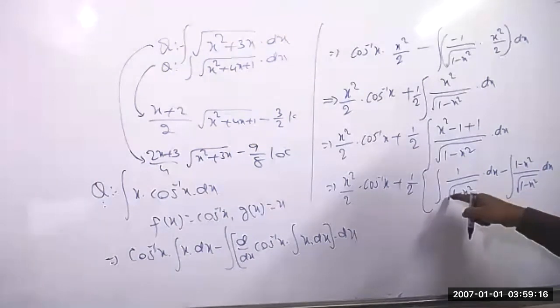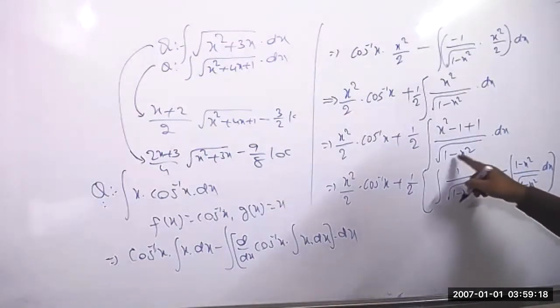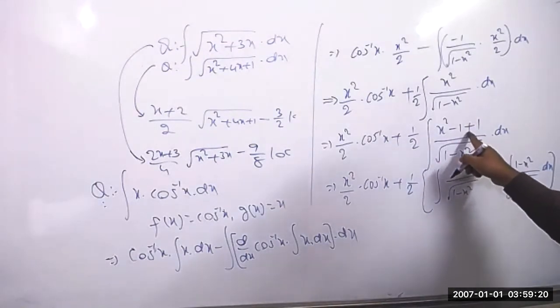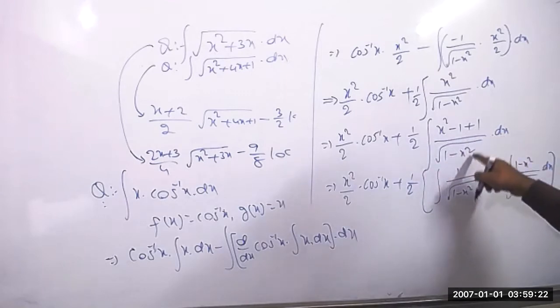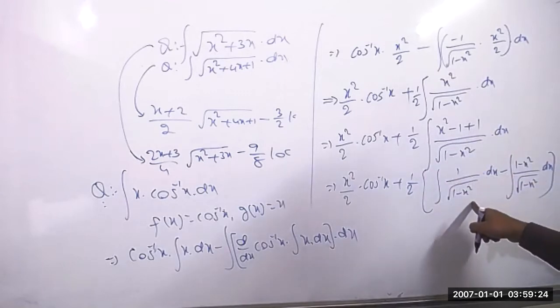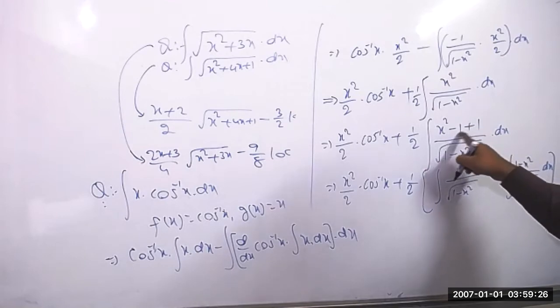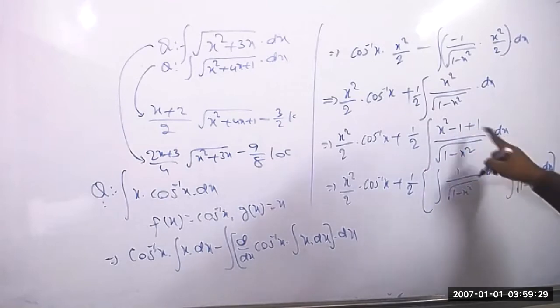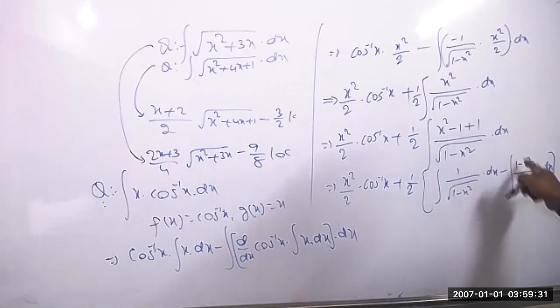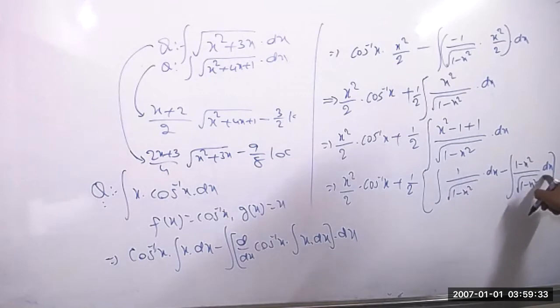I hope all of you understood this step. How am I taking the second step? Write this separately. First 1 by root of 1 minus x square, and from x square minus 1 I take minus common. So minus of integration of 1 minus x square by root of 1 minus x square dx.